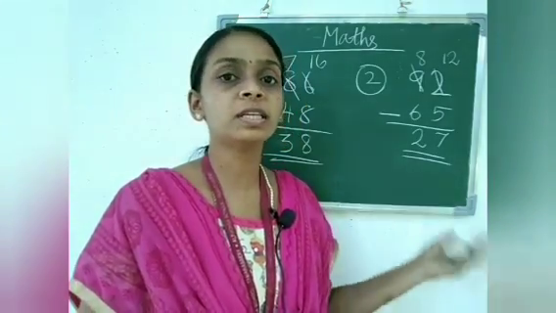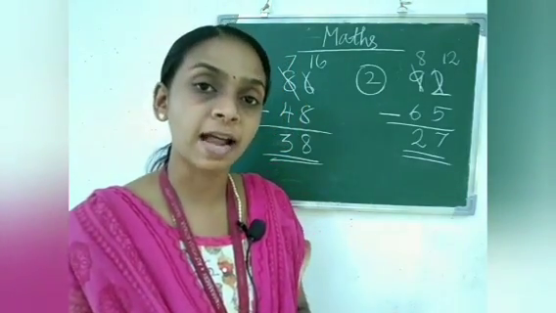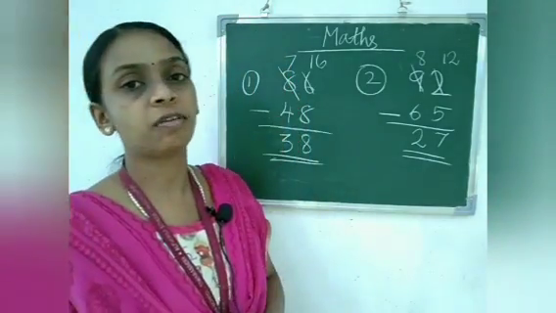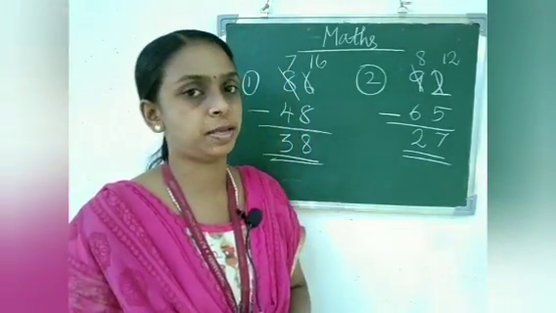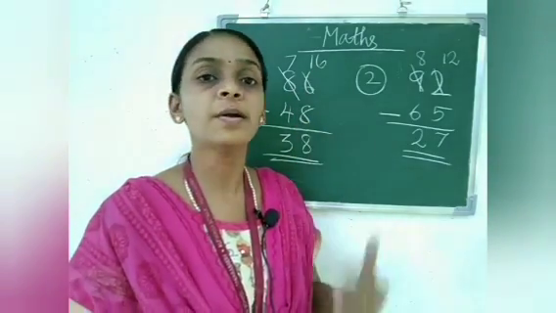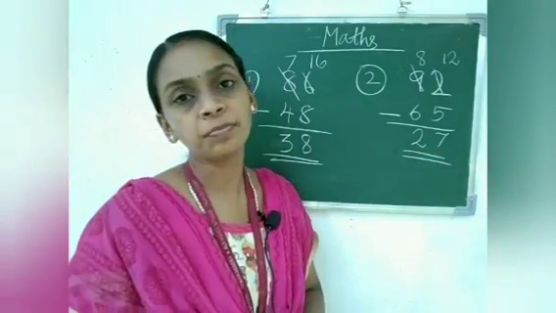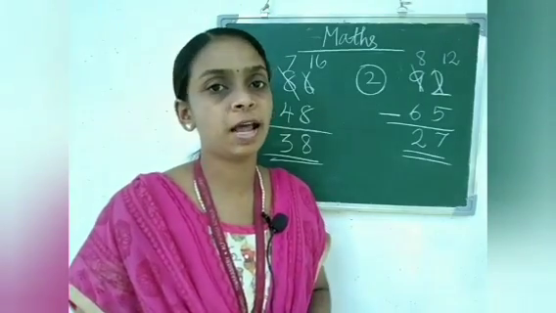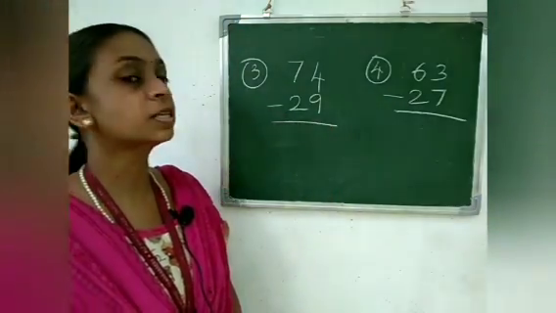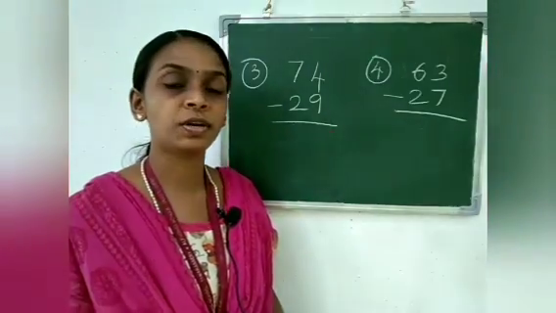So to do this type of problem, that is subtraction with regrouping, we have to borrow 1 from the next place, that is the tens place. Then we are able to subtract the numbers in the ones place. Then we will get the answer. One more example I will show you. So here the next question is 74 minus 29.